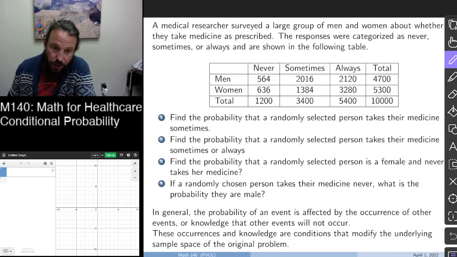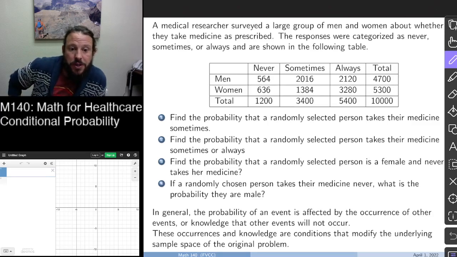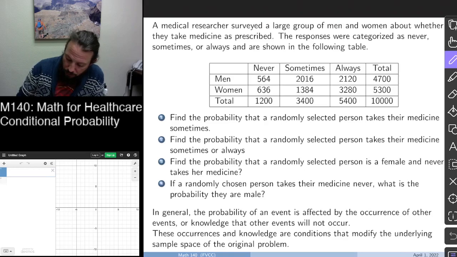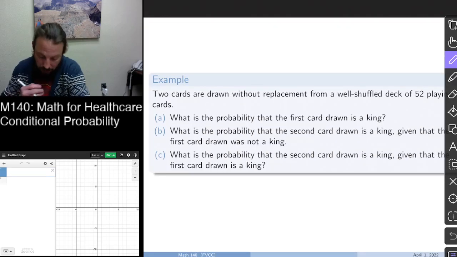In general, the probability of an event is affected by the occurrence of other events, or knowledge that other events will occur. These occurrences and knowledge are conditions that modify the underlying sample space of the original problem, which is why we change the sample space. So let's look at another example.